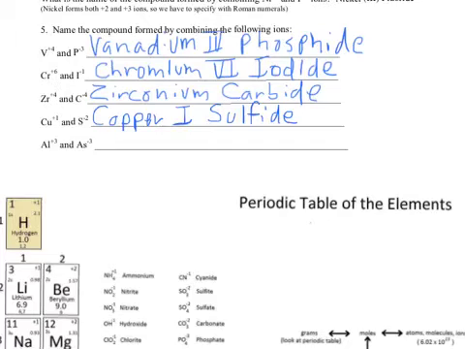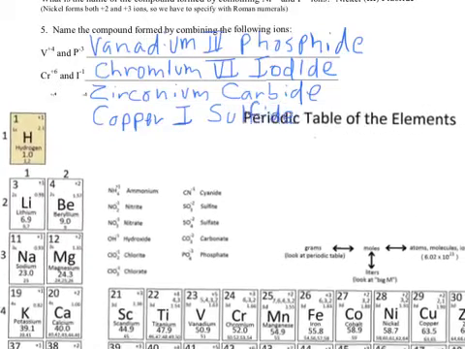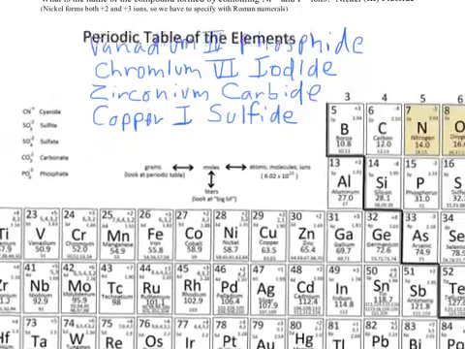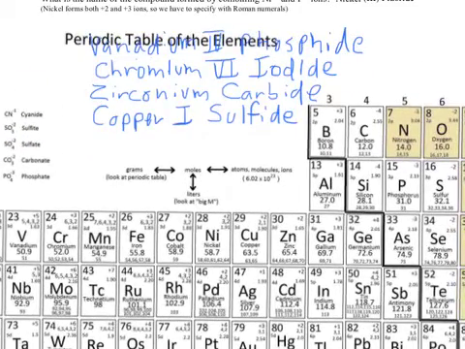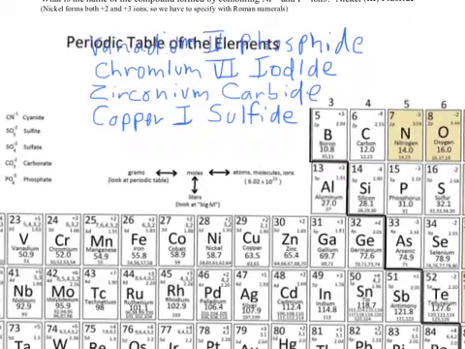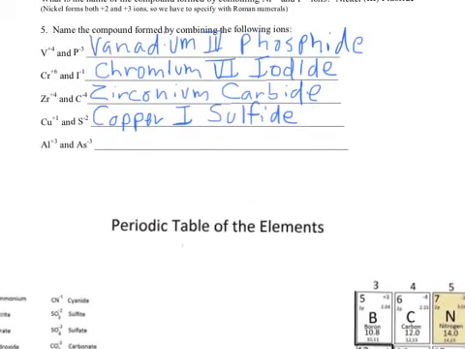And finally, I have aluminum and arsenic. Here's aluminum. Notice aluminum is always plus 3. It's only plus 3. There's nothing else here like there is, say, here. Since there's nothing here, that tells me I don't have to use a Roman numeral. It's sufficient just to say aluminum. And now arsenic is going to change its name to arsenide.